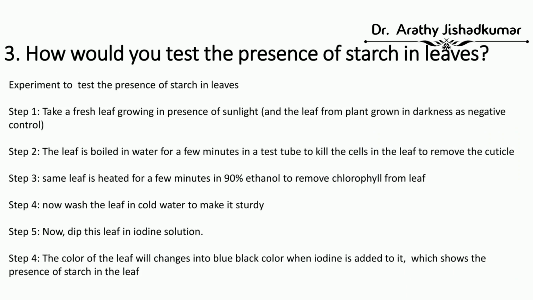Third, how do you test the presence of starch in leaves? The experiment consists of the following steps. The first step, take a fresh leaf growing in the presence of sunlight. You can also take a leaf from a plant that has been growing in darkness for a long time, which can be taken as a negative control.